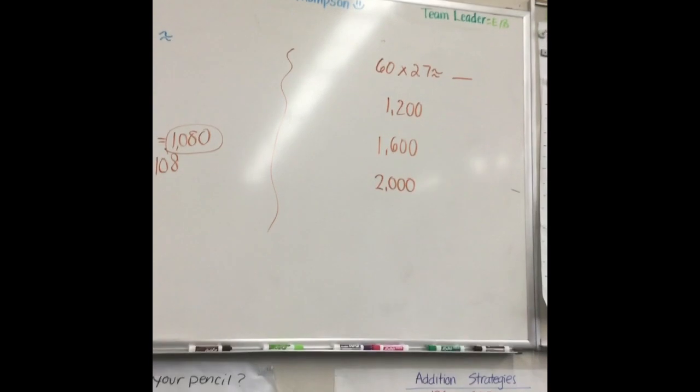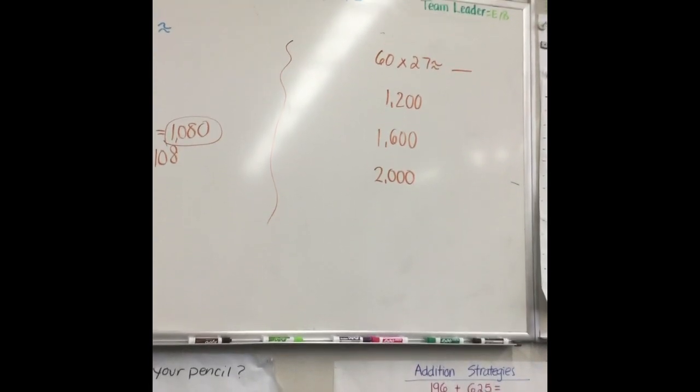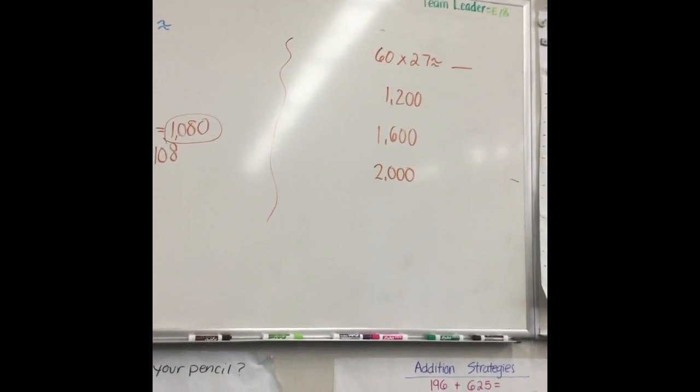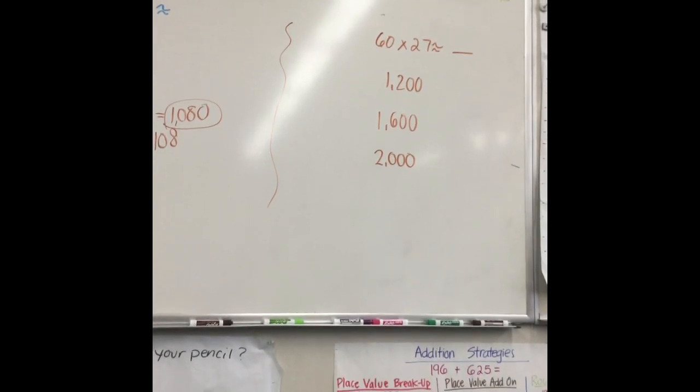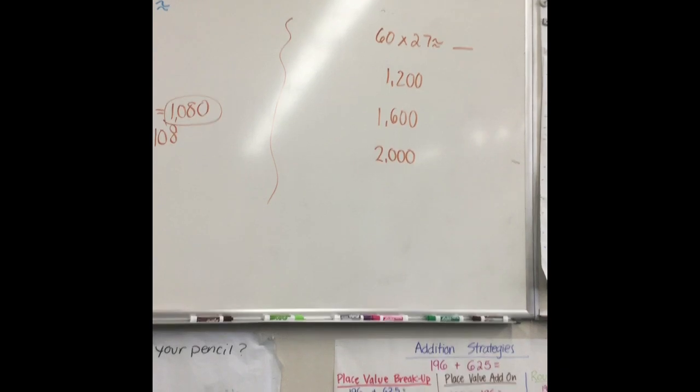Do 60 times 27. Round one of them if you need to. You might not. And then see what is the closest estimate. Pause the video for that now to be able to do that.